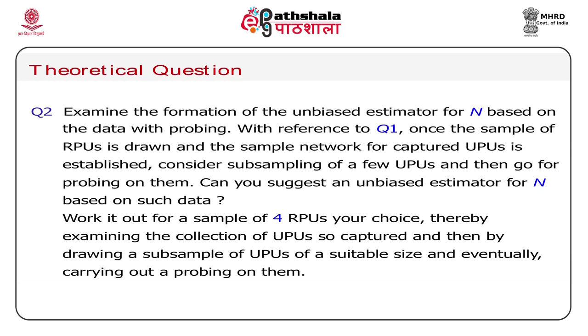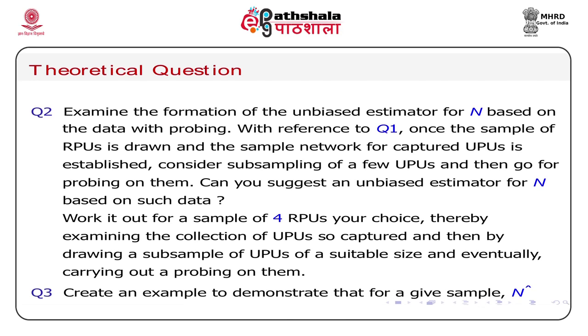You are exposed to a part of the sample network, even if you are going through probing, because not all ultimate population units are involved in the probing matter. Probing only involves a subset of the ultimate population units so captured. Now, what is your estimate of capital N? That is question number 2.